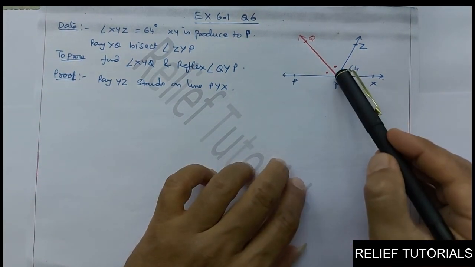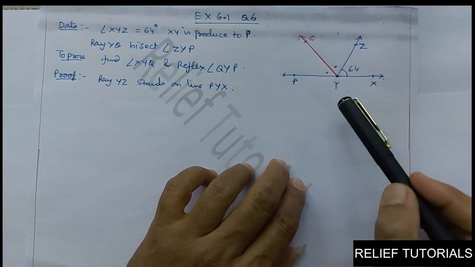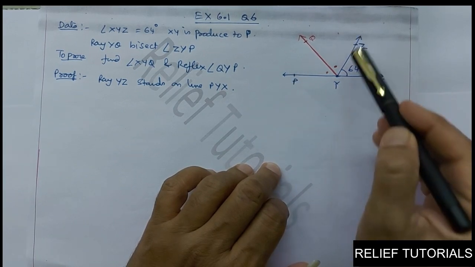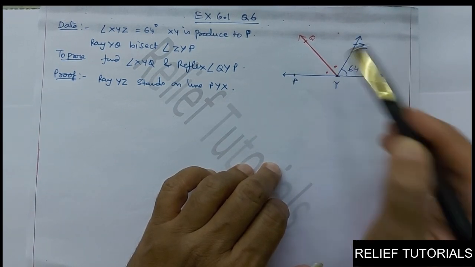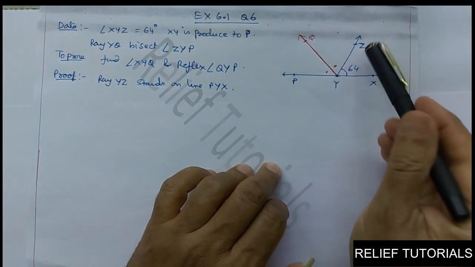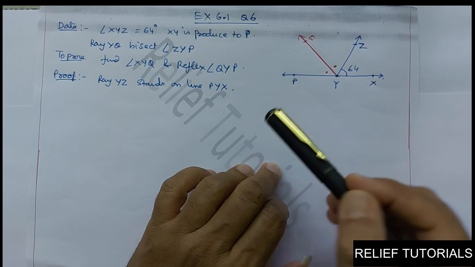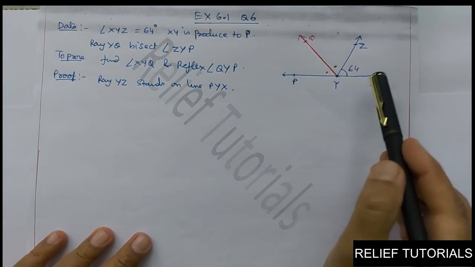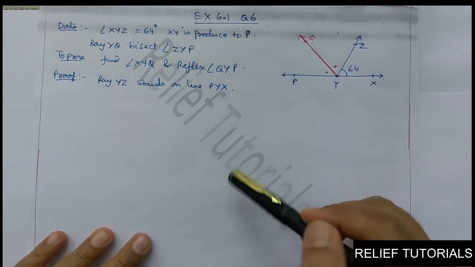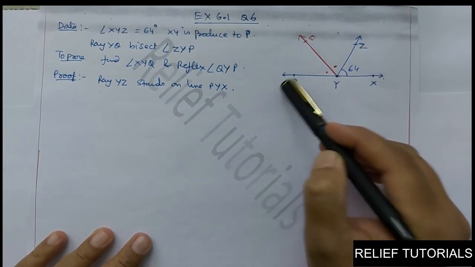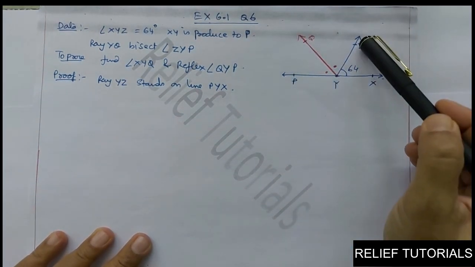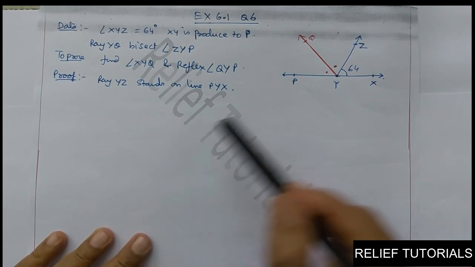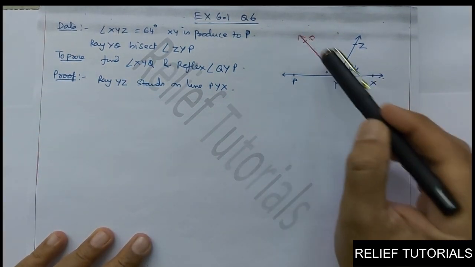Then we are drawing a ray YQ in such a way that it will bisect angle ZYP. It will divide angle ZYP into 2 equal parts. So this YQ is the bisector of angle ZYP. That is the given data. So the data is: angle XYZ is 64. XY is produced to point P, so we get a new angle ZYP. Then we draw a ray YQ which bisects angle ZYP. What you have to find out is angle XYQ.